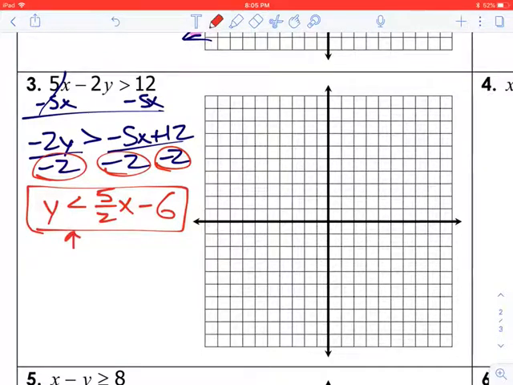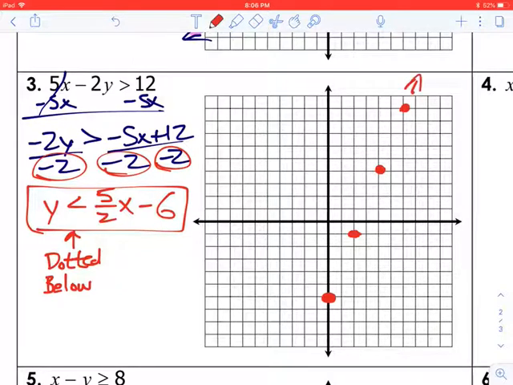But before I do, I'm just going to note that it should be a dotted line. You don't have to write this down, but it does help, I think. Dotted. And we're going to be shading below, or downward. Okay? So negative 6, 1, 2, 3, 4, 5, 6 is right here. And then I'm going up 5, right 2. So up 1, 2, 3, 4, 5, right 2. Up 1, 2, 3, 4, 5, right 2.